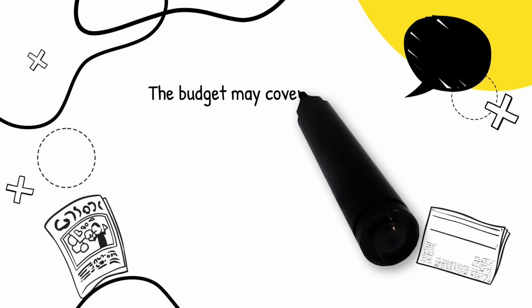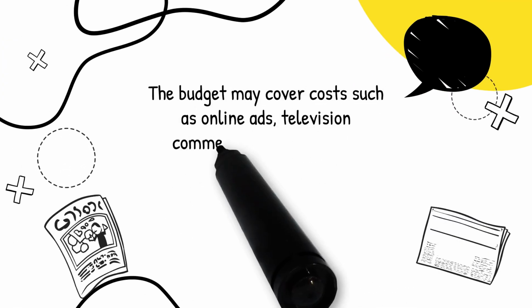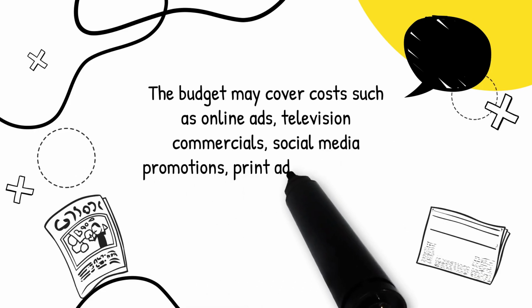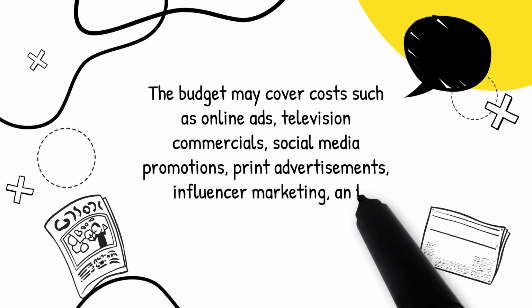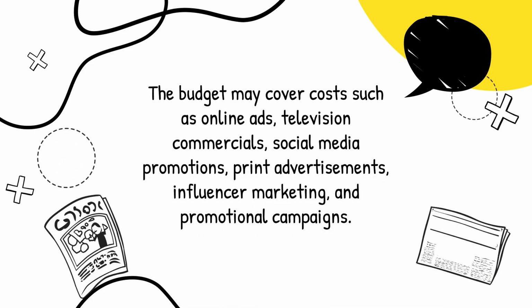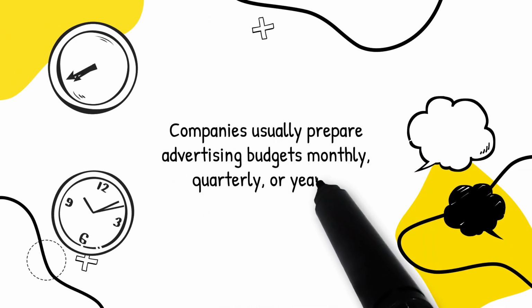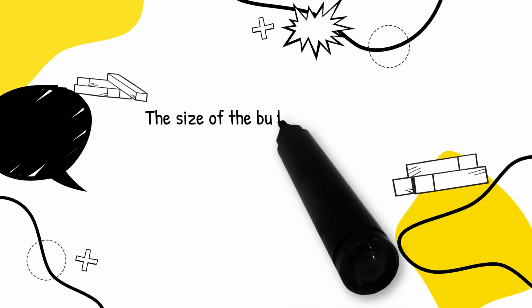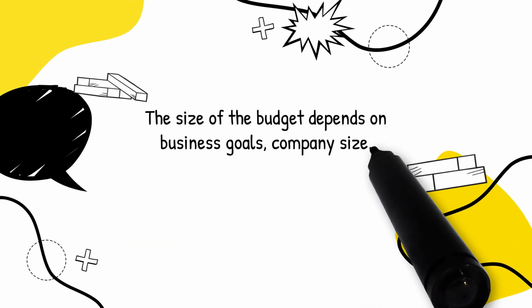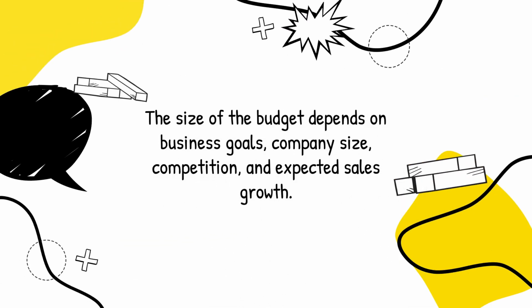The budget may cover costs such as online ads, television commercials, social media promotions, print advertisements, influencer marketing, and promotional campaigns. Companies usually prepare advertising budgets monthly, quarterly, or yearly. The size of the budget depends on business goals, company size, competition, and expected sales growth.